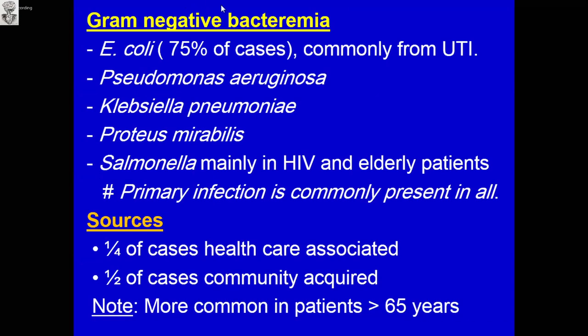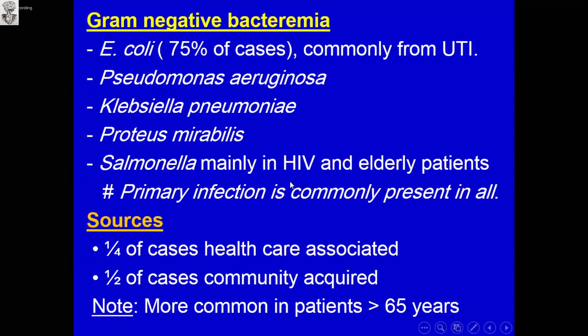Pseudomonas aeruginosa, which is a very important microorganism. And remember, Pseudomonas aeruginosa is very resistant to antibiotics. Klebsiella pneumoniae, again, is another microorganism which is important. It can cause pneumonia, and from pneumonia, it can spread to the blood. Proteus mirabilis, very important, can cause urinary tract infection again.